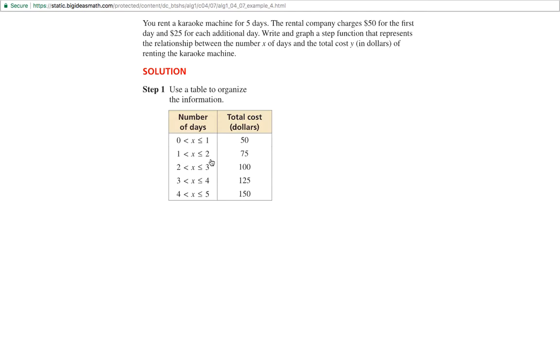Anything between 1 day and 2 days, notice that's cumulative. They have to add the extra 25, so it's going to be a $75 fee, not just 25. It's the 50 for the first day plus the other one. And then each additional day is $25 more and such. So that's a good way to organize it.